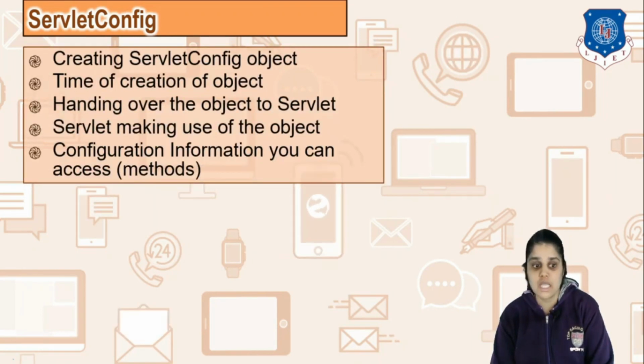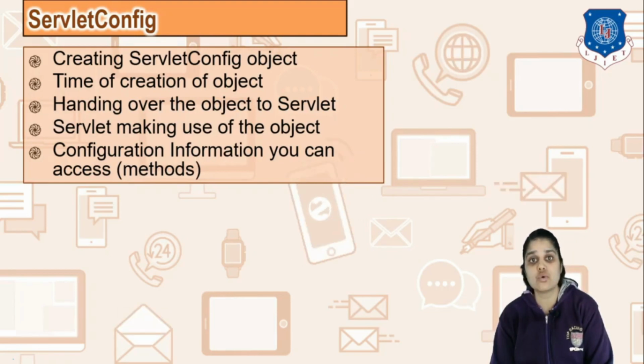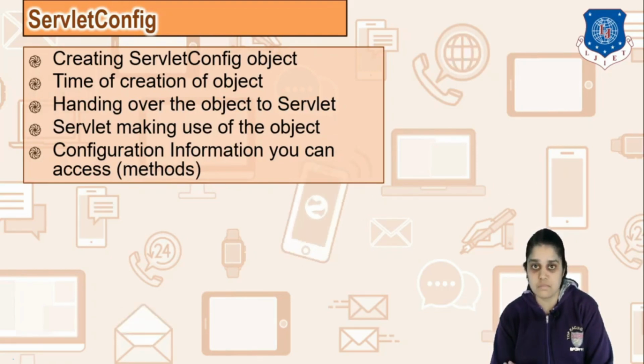ServletConfig interface. In this interface, we are going to discuss the following points. The first is, when is this ServletConfig object created? This object is created as and when your servlet is loaded into memory. This is when your servlet will be able to access all the initial setup parameters. How a servlet makes use of this object and which methods are accessed, we will see practically in our ServletConfig demo.